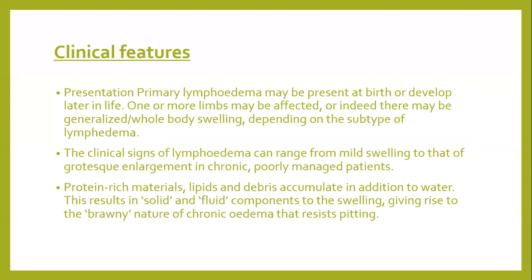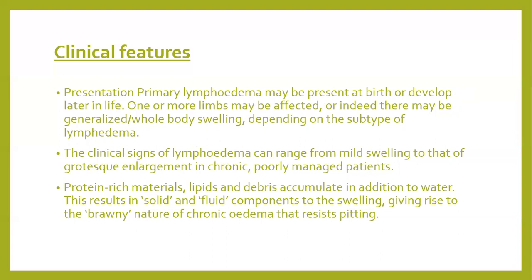So, clinical features. Primary lymphedema usually presents at birth or develops later in life. Both are possible, but generally it manifests at an early age. One or more limbs may be affected, or indeed there may be generalized whole body swelling, depending upon the subtype of lymphedema which we are going to discuss. The clinical signs of lymphedema range from mild swelling to grotesque enlargement in chronic and poorly managed patients. So, थोड़े से लेके बहुत ज़्यादा swelling भी हो सकती है.